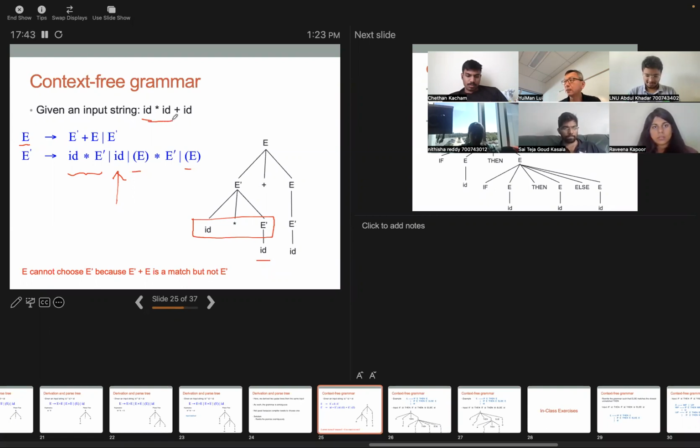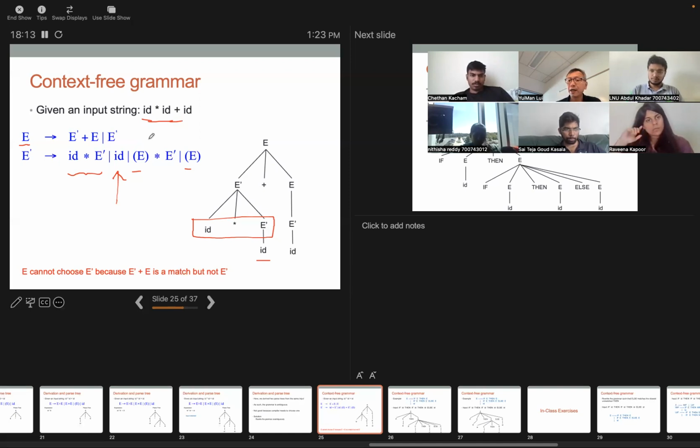ID times ID, they're covered already, right? ID times ID plus, actually. Okay, the only thing left is the last E. So now we're going back to E. Look at E, right? We have two options, right? E prime plus E or E prime. So E prime plus E is not going to match, right? Because I have a plus sign there. So our only option is going to E prime.